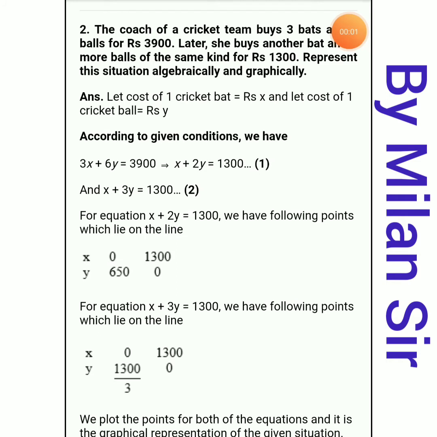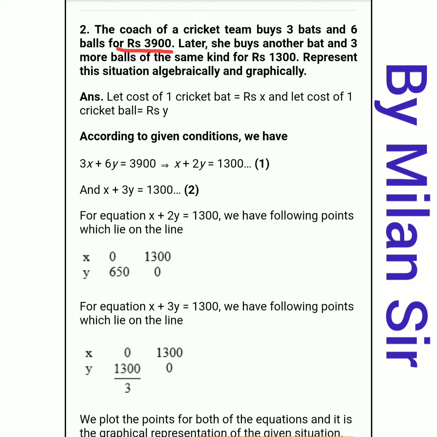Question number 2. The coach of a cricket team buys 3 bats and 6 balls for rupees 3900. Later she buys another bat and 3 more balls of the same kind for rupees 1300. Represent this situation algebraically and graphically.